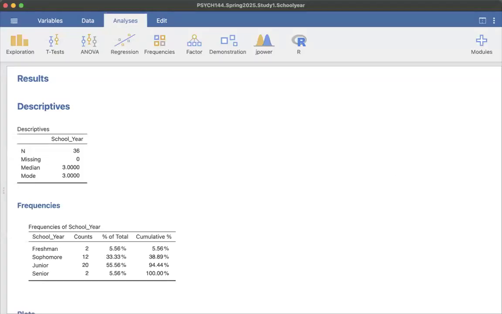Hey y'all, Professor Wyman here yet again, and I'm going to talk about interpreting Jamovi output for ordinal variables. And so for this one, we're using school year.